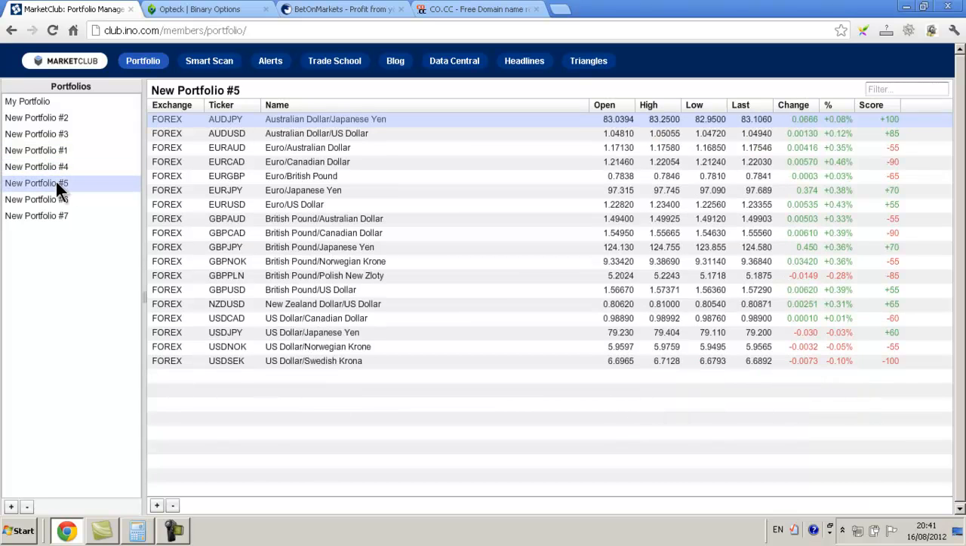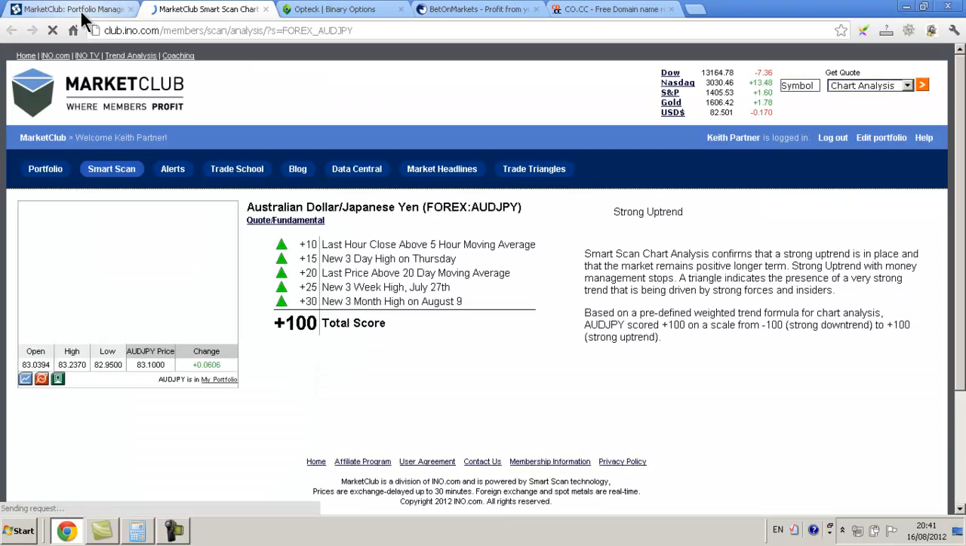So let's go into my number 5, and this is my bet on markets. So we've got a Swedish krona, we can trade there, and over here we'll look at the Australian dollar, Japanese yen. Okay, it's always quite nice just to click on your smart scan analysis. That'll open up in a new window.